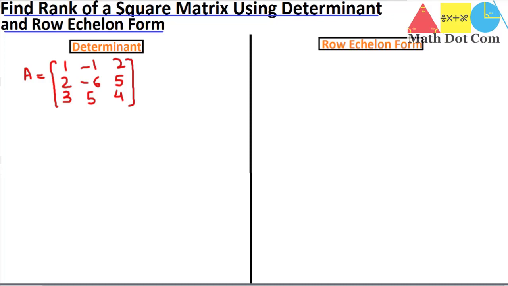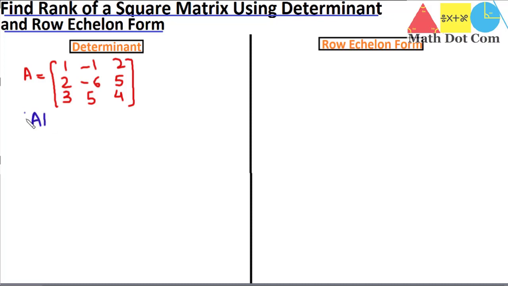This is a matrix of order 3 into 3, where we have 3 rows and 3 columns. How can we use the determinant to find the rank of a matrix? Rank refers to the maximum number of linearly independent rows, or you can say the maximum number of rows that are unique, that are not made of the other rows. So we have to find it, and we can find it by using the determinant method.